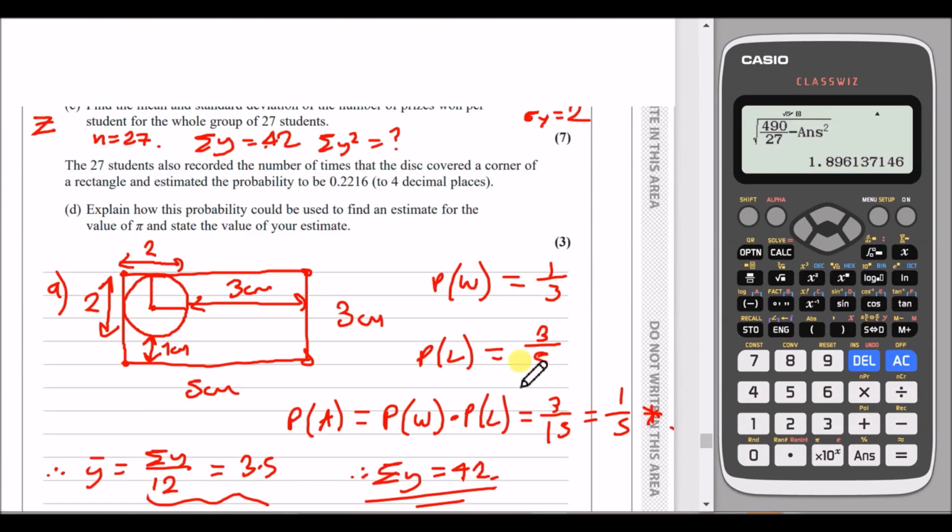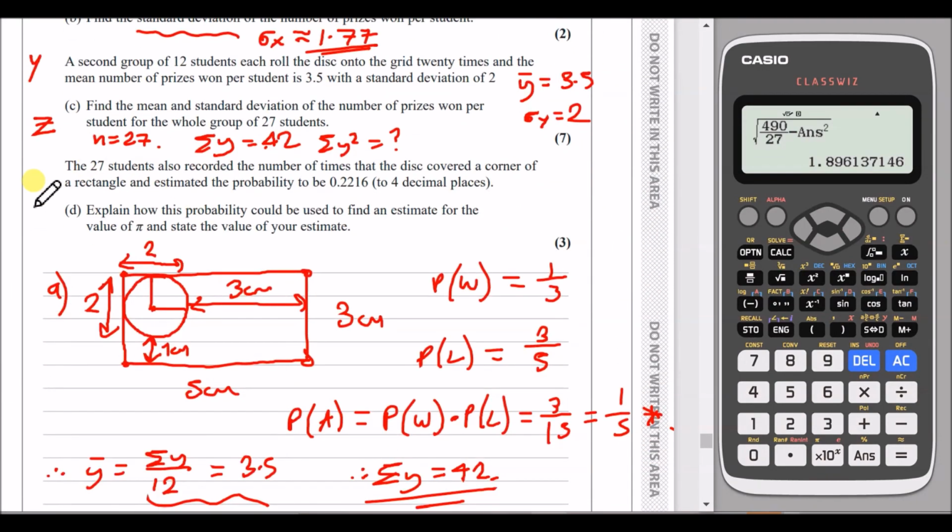Yeah, and finally, guys, part D. So 27 students also recorded the number of times that the disk covered a corner of the rectangle and estimated the probability to be 0.2216. What? Okay, corner of the rectangle.